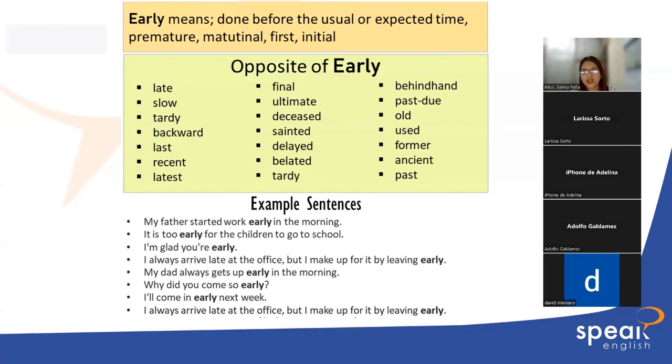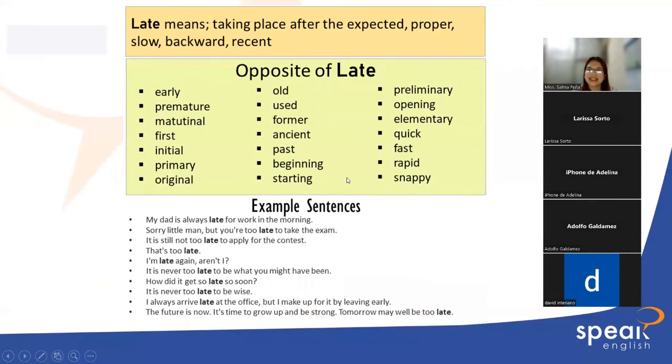Late is opposite to early. Slow, tardy, backward, last, recent, latest. All of these expressions are opposite. Todas esas que están aquí en el cuadrito amarillo son opuestas a early. Early is the same as saying before, for example. And then we have the other that is the opposite. That would be late. Late means taking place after the expected time.